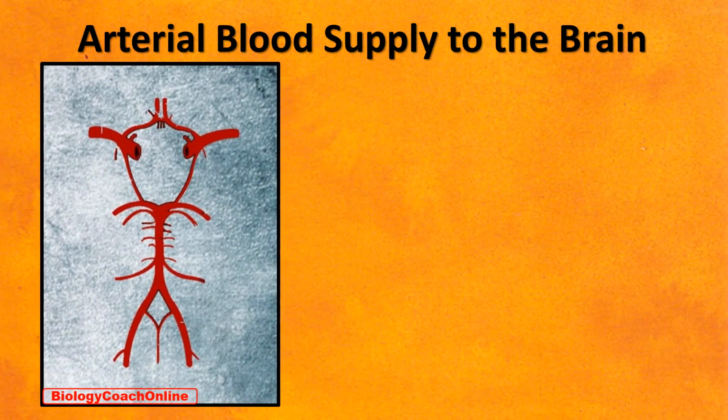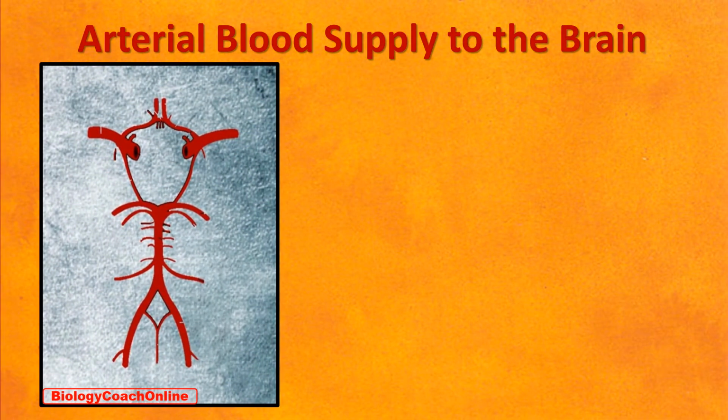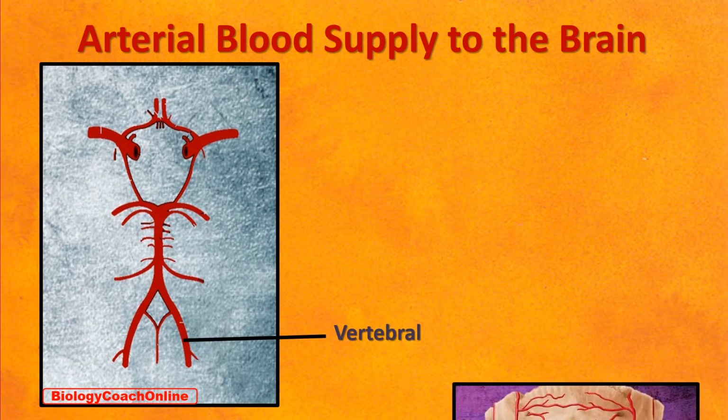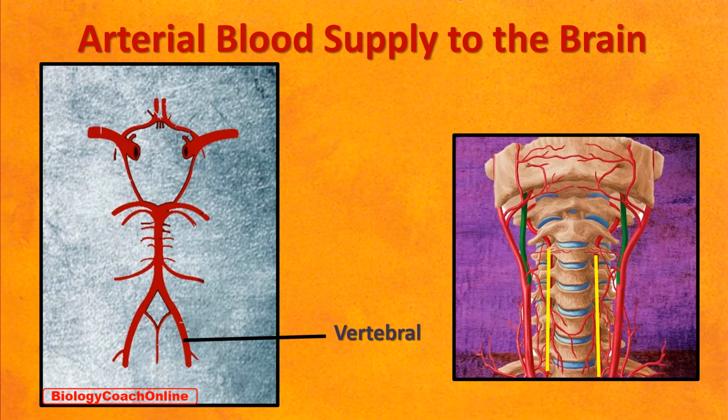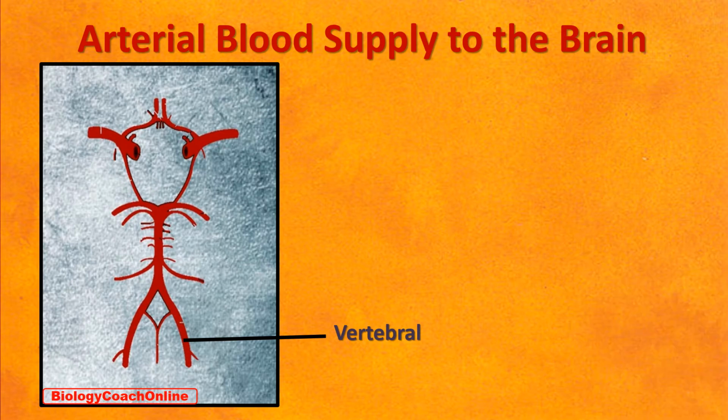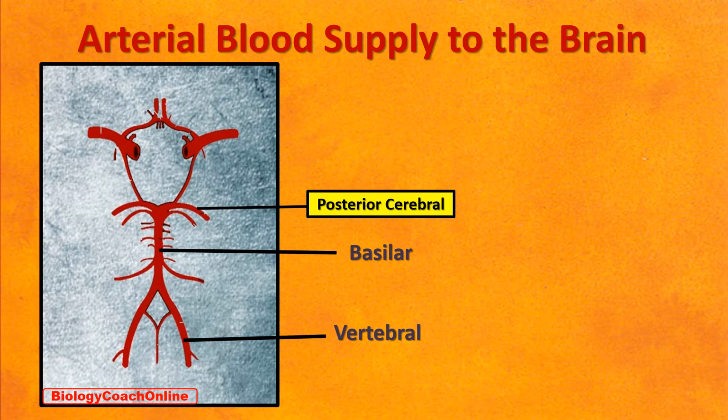So we can begin right here with the vertebral arteries. Remember them? Here they are, running along either side of the spinal cord. They enter the cranium with the spinal cord through the foramen magnum. Now, once inside the cranium, the two vertebral arteries join together at the base of the brain to form the basilar artery right here. The basilar artery then divides as the left and right posterior cerebral arteries.